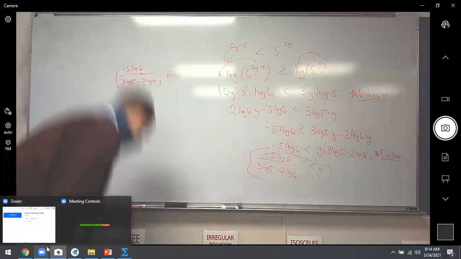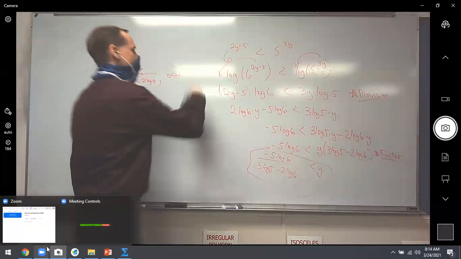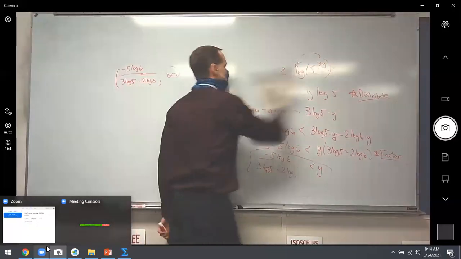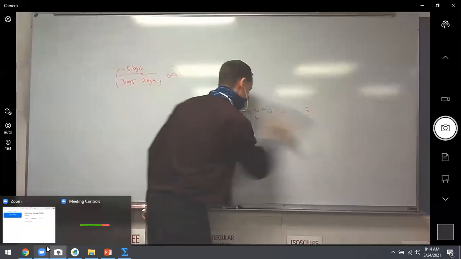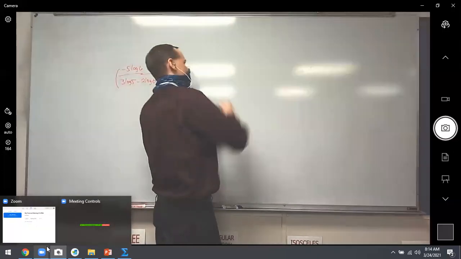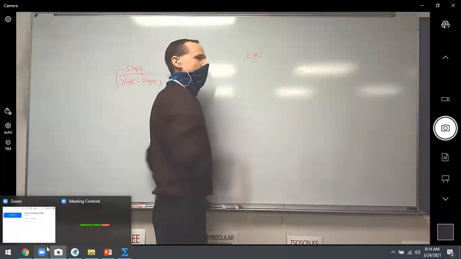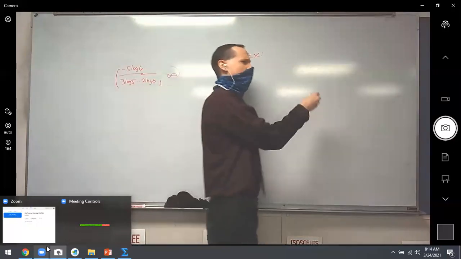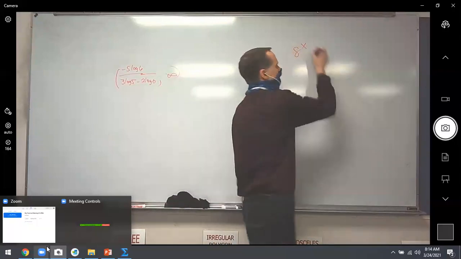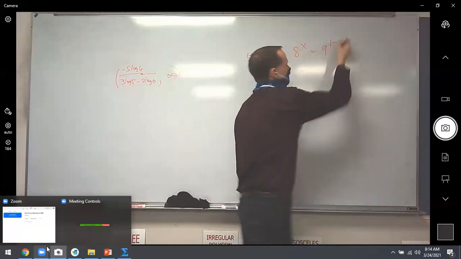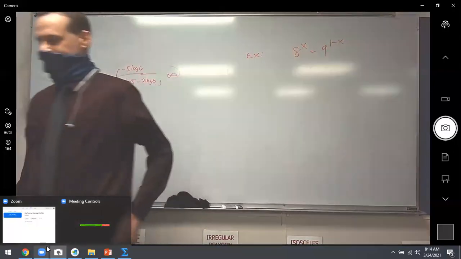Let's practice that again because that does suck. I will try to do something simpler, though, a little bit easier, just to remember the idea. So let's try this one out. Example, making up stuff on the fly. 8 to the x is 9 to the 1 minus x. Something like this. I don't know.